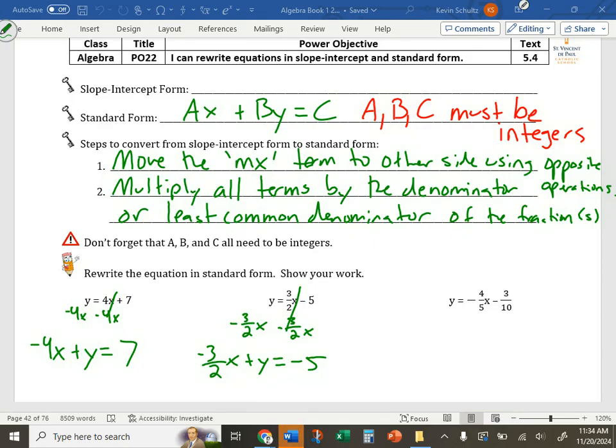Step 2 says multiply all terms by the denominator or least common denominator of the fraction or fractions. We only have one, so we're only looking at the denominator of the fraction. And Emerson says we have to multiply by that 2. Why does multiplying by 2 undo the fraction?